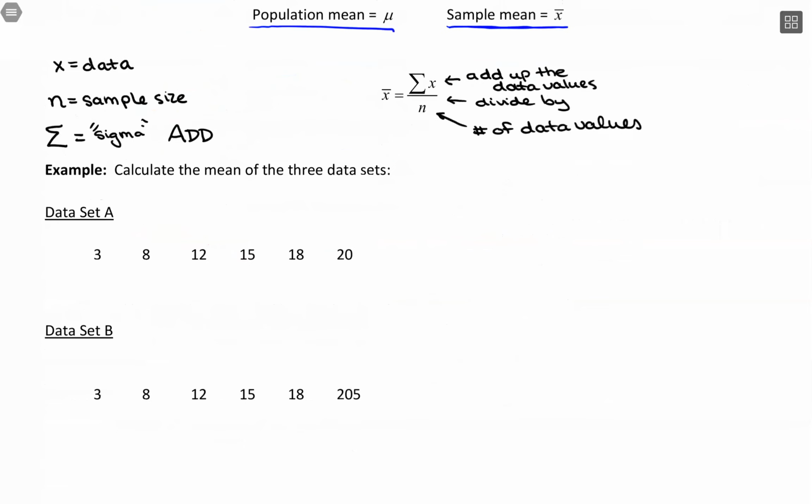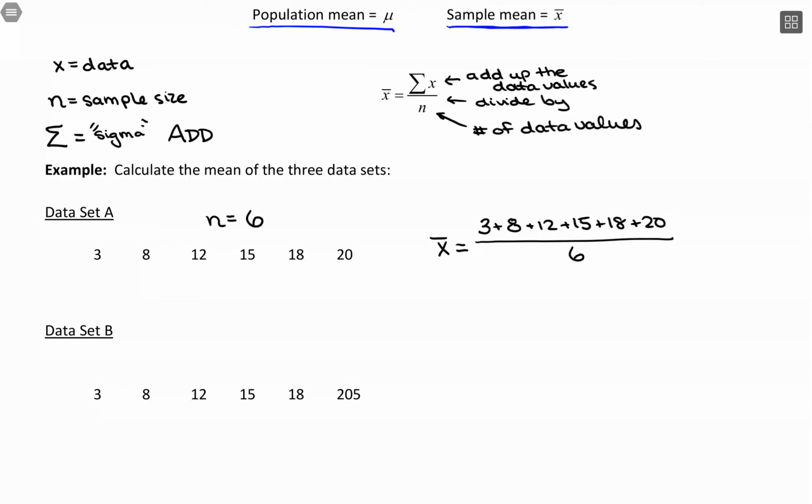We have two data sets here, 3, 8, 12, 15, 18, and 20, which is actually our data set B from up above. So for the mean, if I write this out, what it will look like is in the numerator, I'm going to add up the data values: 3 plus 8 plus 12 plus 15 plus 18 plus 20. And then I'm going to divide by my sample size. So for this data set, sample size would be 1, 2, 3, 4, 5, 6. So we're just counting how many data values there are, and that'll make the denominator.